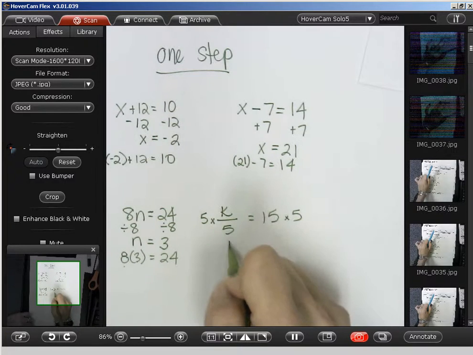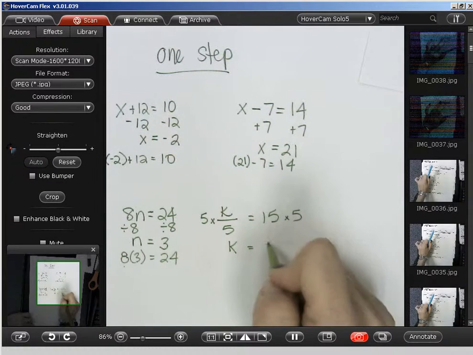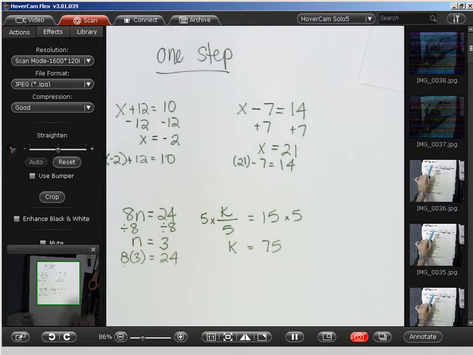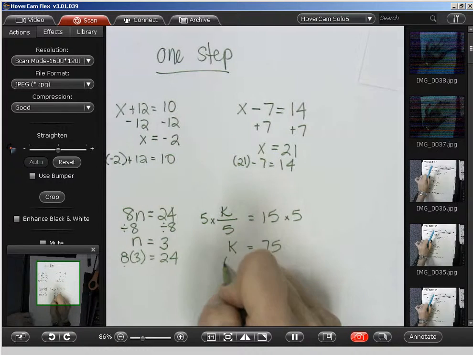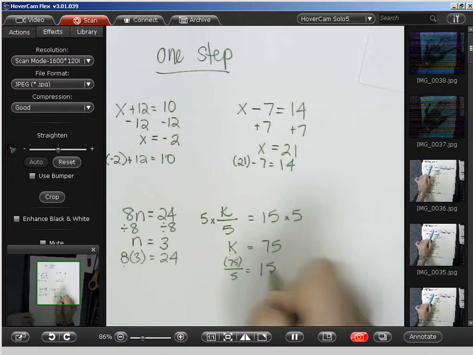So k is all that's left over here because the divided by 5 and the times 5 cancel each other out. 15 times 5 is 75. Now I'm going to substitute it back in. 75 divided by 5 equals 15.